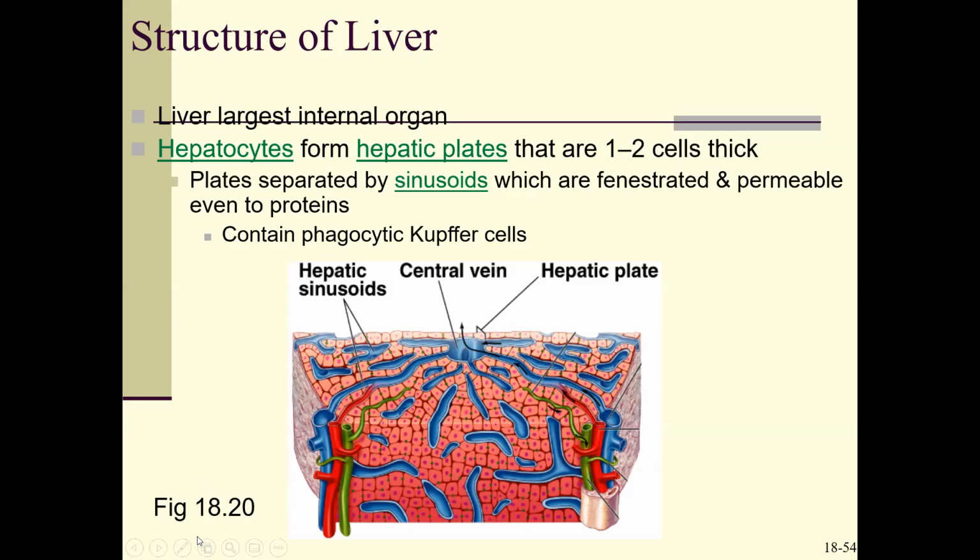And here's our portal triad right there. So you have a branch of the hepatic artery, a branch of the portal vein, and one or two small bile ducts that will empty into the larger bile duct.